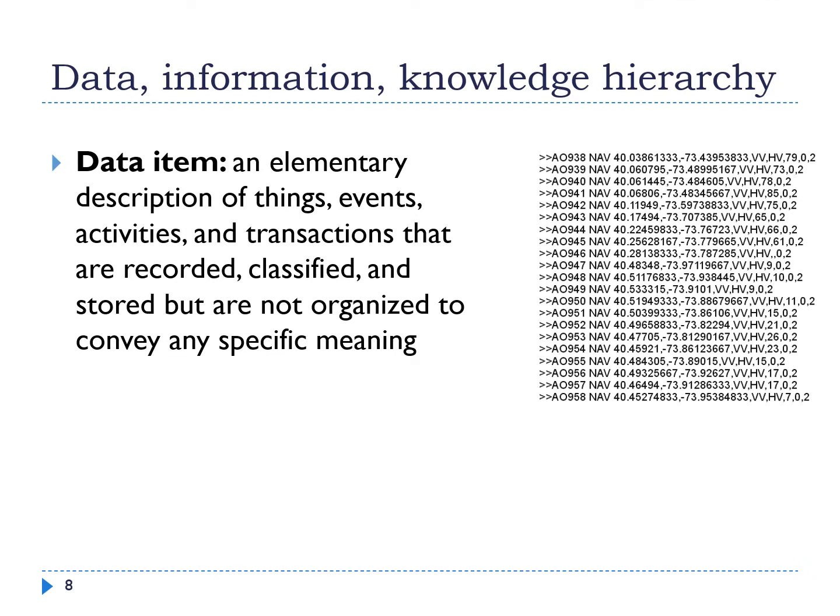Okay, let's move on and take a look at what is data, information, and knowledge hierarchy. Data items refers to elementary description of things, events, activities, and transactions that are recorded, classified, and stored but not organized to convey any specific meaning. Data items are bits of information such as the figure on the right-hand side of the slide. These data are not organized, and you do not know the meaning of the data. Our brains absorb data all the time. For example, you are absorbing the data in the format of sound waves now.